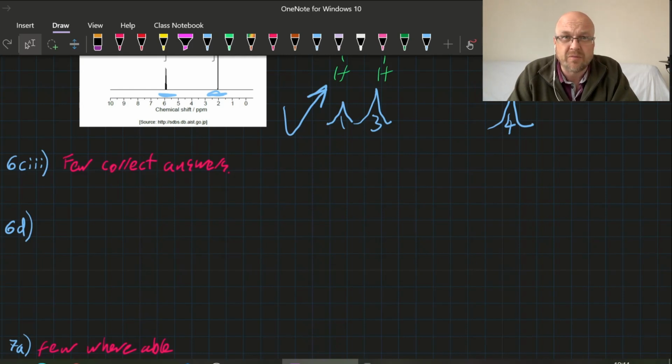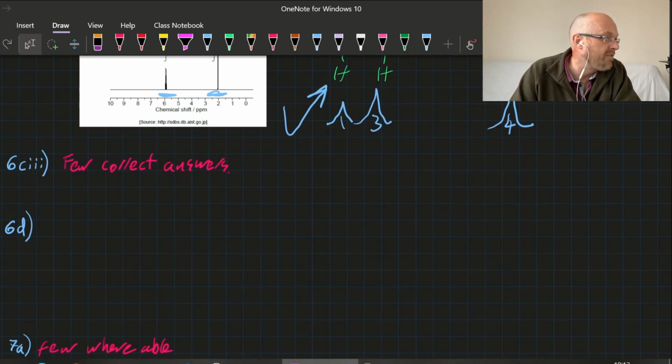I checked through the examiner's report. They didn't admit that. They just said few correct answers. This is dishonest. I could take a guess. Hot alcoholic solution, that's elimination. So what on earth is going on? I make chloroethene.